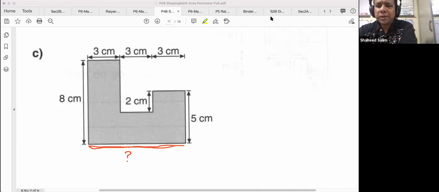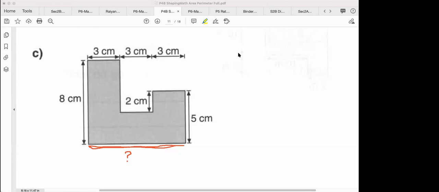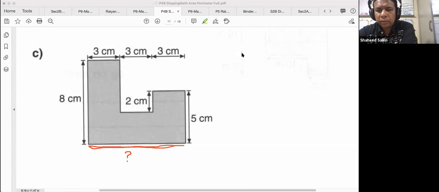All right, someone has sent an answer. D. Hold on. Someone sent an answer. Okay, Kafir says 39. I don't think it's 39, but maybe you might be right.